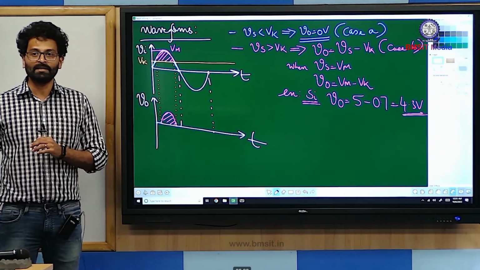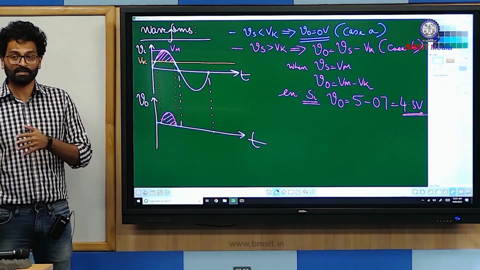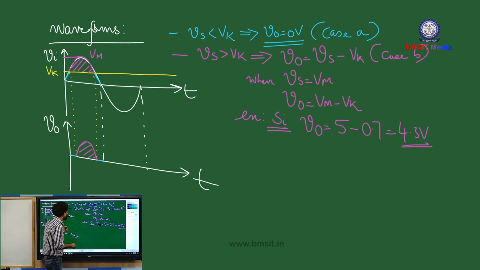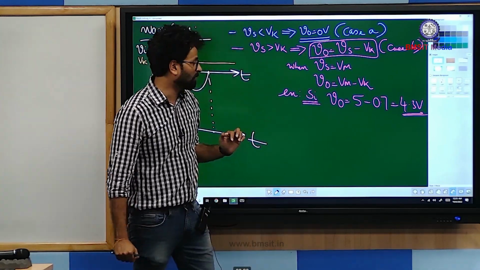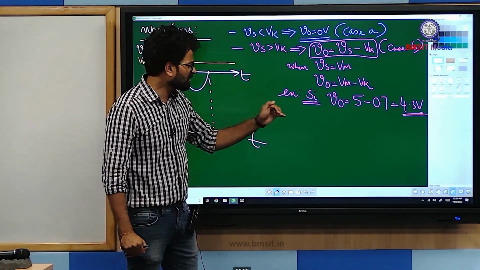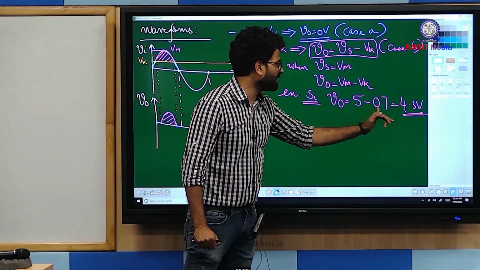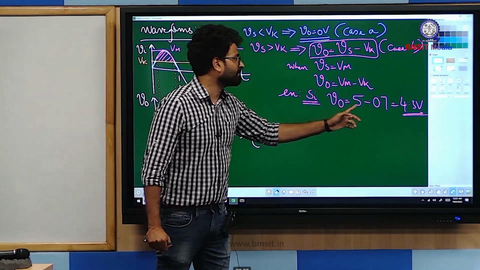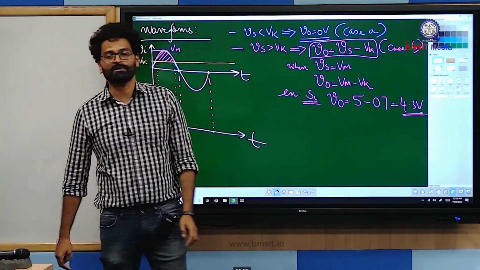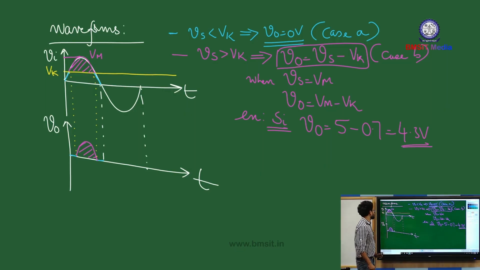In case of ideal diode analysis, you had observed that during the positive half cycle of the input, your output was always at Vm level, right? V naught is equal to Vs. In case of practical diode analysis, you are getting a slightly different equation in which output V naught is equal to Vs minus Vk. So your output is always less than the input by Vk level. For a silicon diode, it is 0.7. And if you assume Vm is equal to 5, you are going to get an amplitude of 4.3 volts. So that's how Vk reshapes the output waveform.